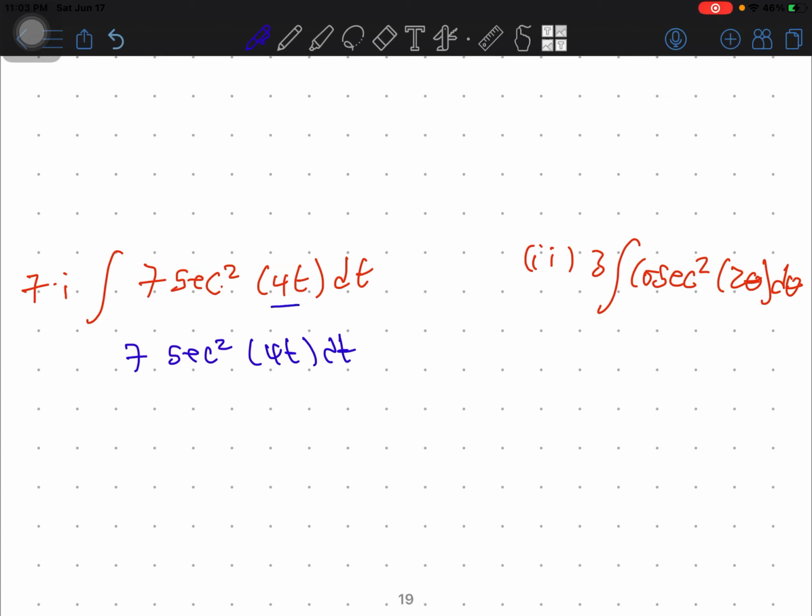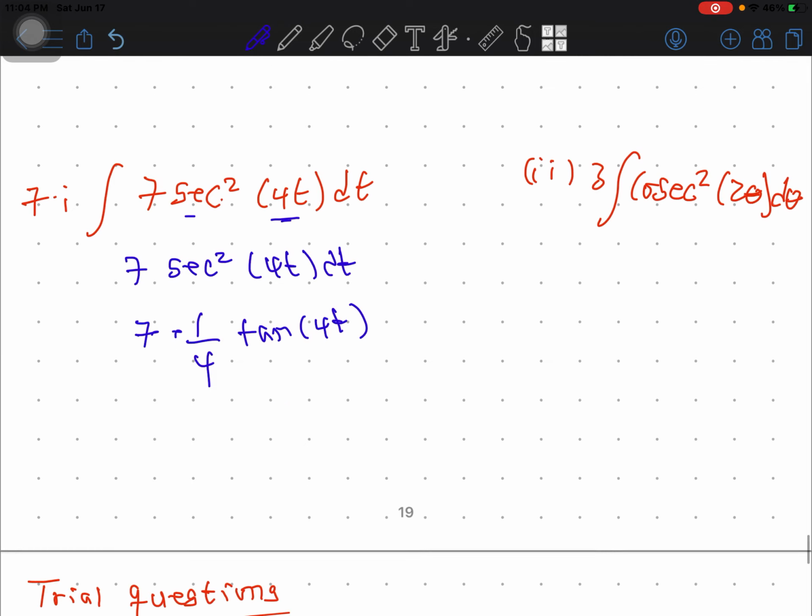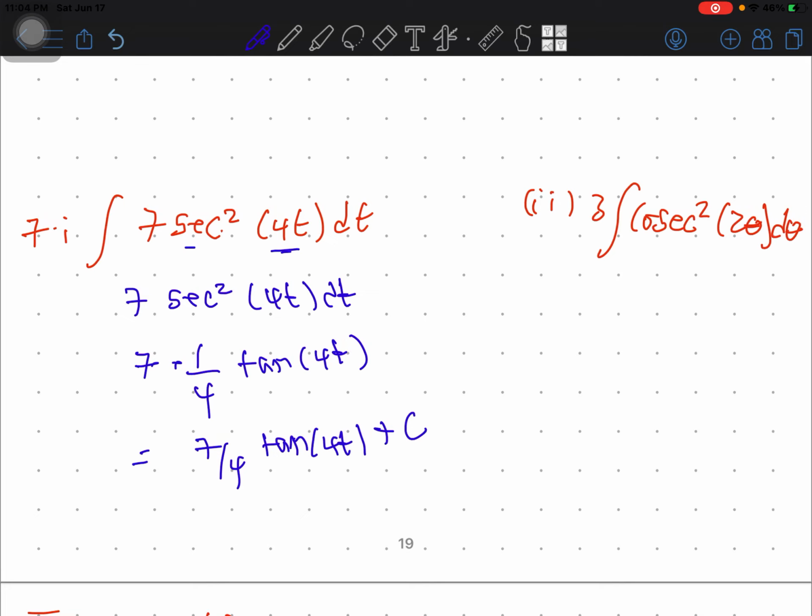As I said, when you differentiate whatever is in the brackets, you divide, and then you refer to the standard integrals to integrate the sec square x. So when you do that, we are going to get 7, and when I differentiate 4t, I'm going to get 4. So I'm going to divide it to be 1 over 4. And then when I look at the standard integral that we discussed above, the integration of sec square 4t will be tan 4t, and therefore I'm going to get tan 4t. So in combination, I'm going to get 7 over 4 tan 4t plus c.